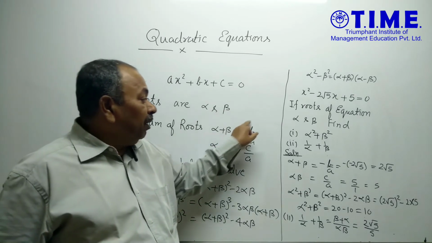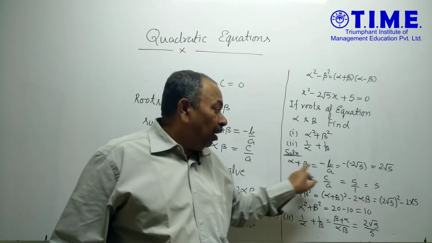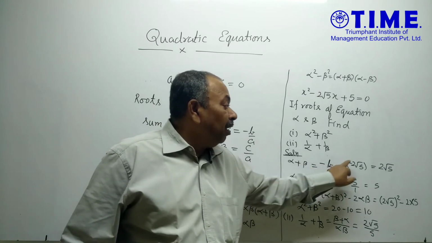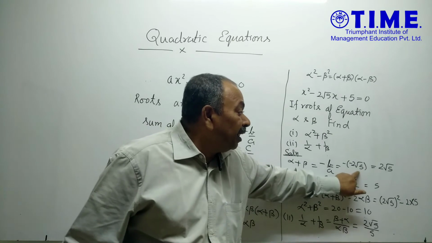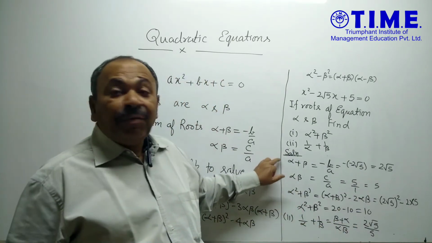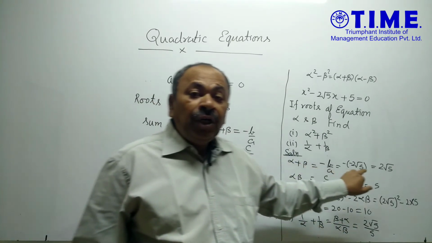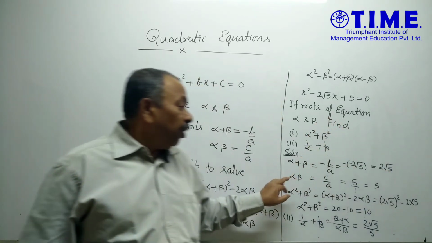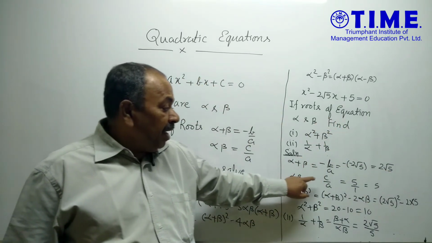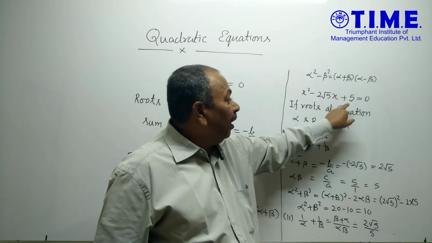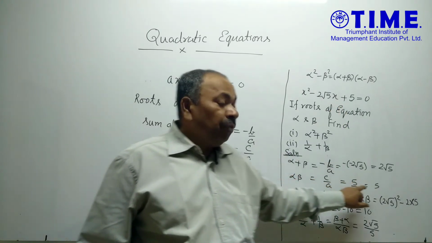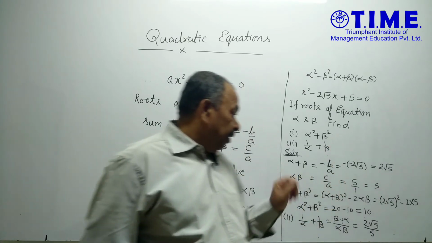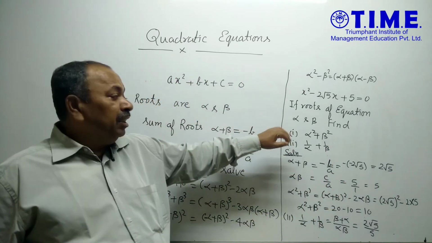Now, what formula do we have? Alpha plus beta is minus B by A. So alpha plus beta is minus of minus 2 root 5 upon A. A is 1 here, so we have not written anything. So the sum of roots, alpha plus beta, is 2 root 5. And the product of roots is C by A. C is 5 here and A is 1. So the product of roots alpha beta is equal to 5. Okay. Now, what do we have to find in this problem?